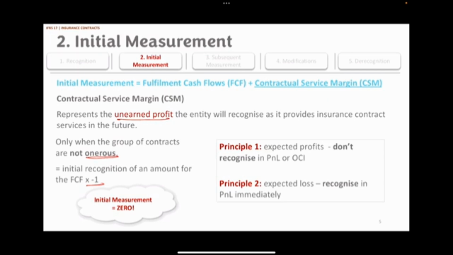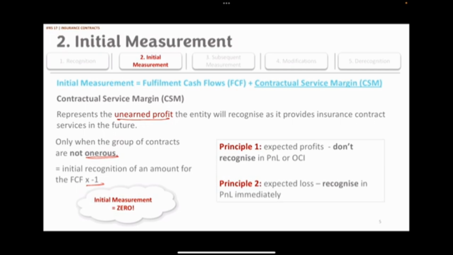It may come as a surprise that the initial measurement of profitable insurance contracts is zero, because fulfillment cash flow shows the expected net cash inflow, and contractual service margin is exactly the opposite of that. Both of them offset each other and the initial measurement is zero. This is because both fulfillment cash flow and contractual service margin represent what an entity could earn in the future. Because this is at a future date, this is 0 on initial measurement.